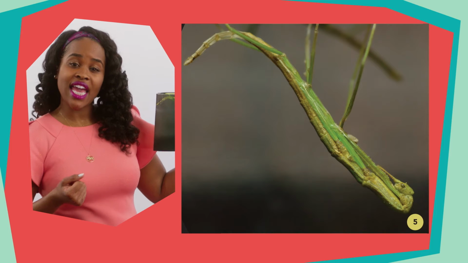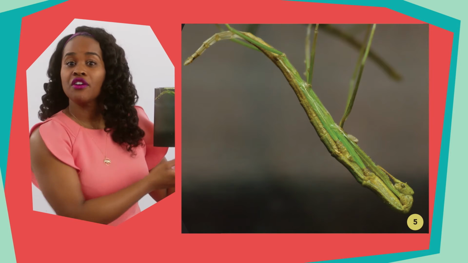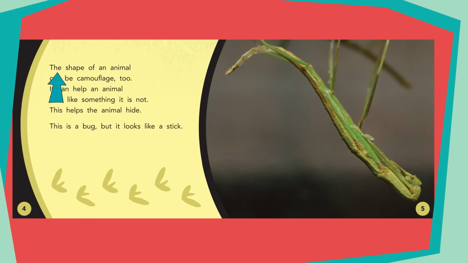Let's read the text again now that you can actually see the photograph. The shape of an animal can be camouflaged too. It can help an animal look like something it is not. This helps the animal hide. This is a bug, but it looks like a stick.